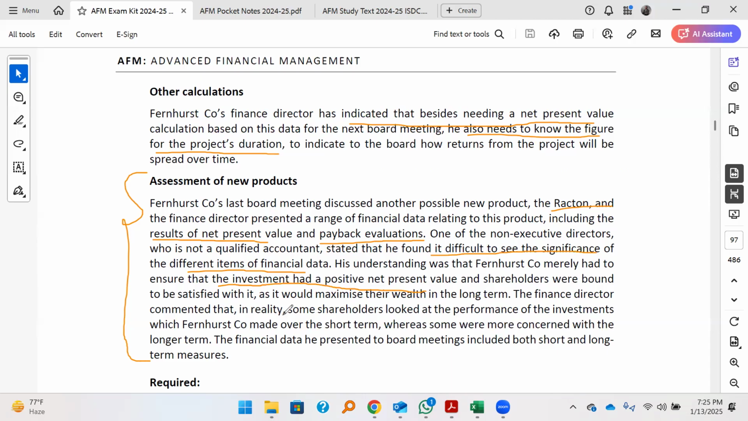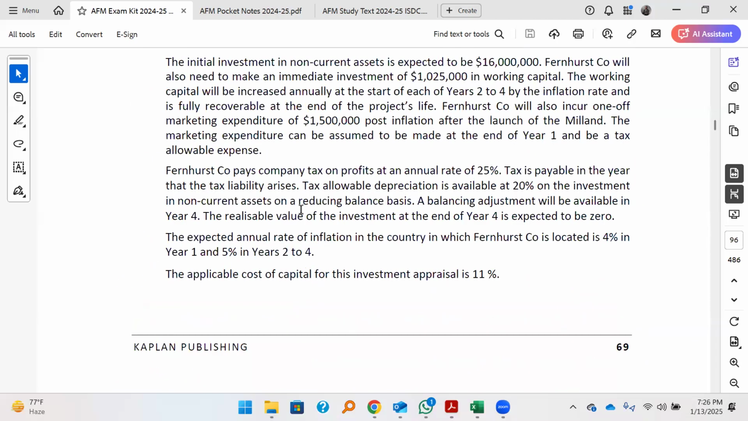Now, the financial director commented that in reality, some shareholders looked at the performance of investments with Fernhurst over the short term, whereas others looked at the long term. So in a way this has the answer. The question and the answer are in there. You just have to know how to bring it up. And of course, now we know what is required of us. We need to first determine whether the project is acceptable or not.